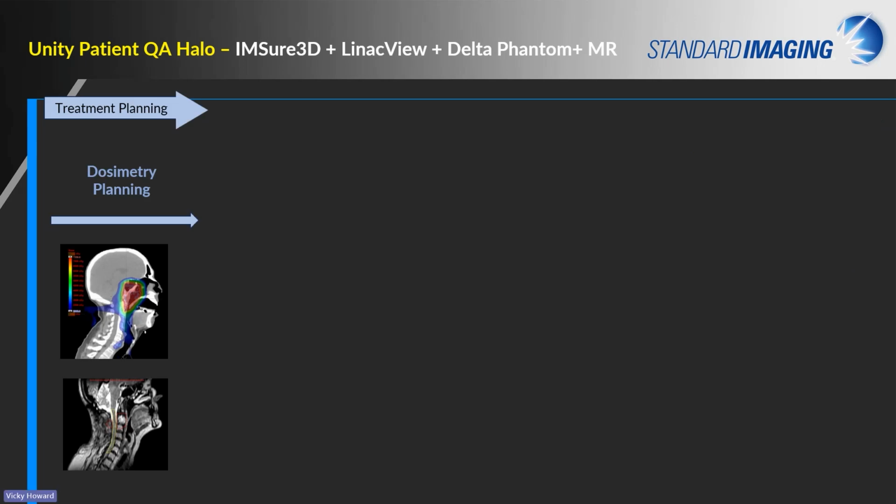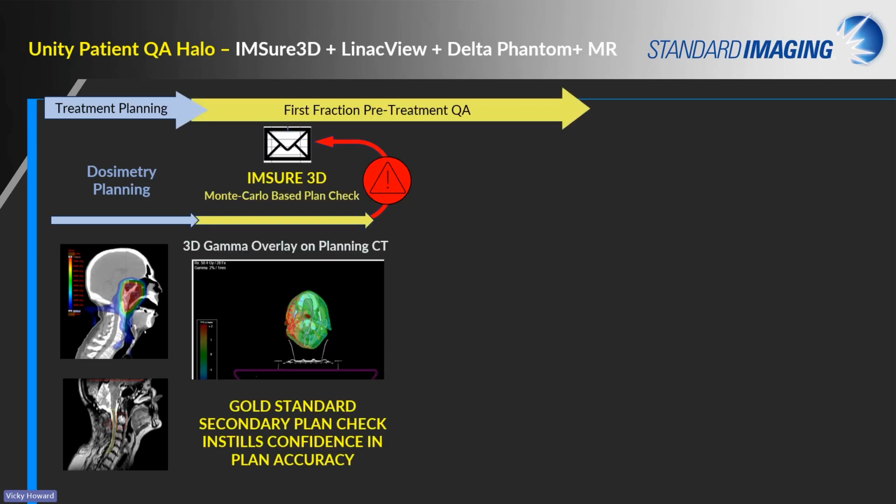So with our Unity Patient QA Halo software set, the IMSure 3D is a very robust plan secondary check that has a gold standard Monte Carlo algorithm called SIMOCA, which gives you an equal level of accuracy and precision as the treatment planning system itself. And I'll discuss later some publications where they looked at this compared to the Monaco treatment planning system.